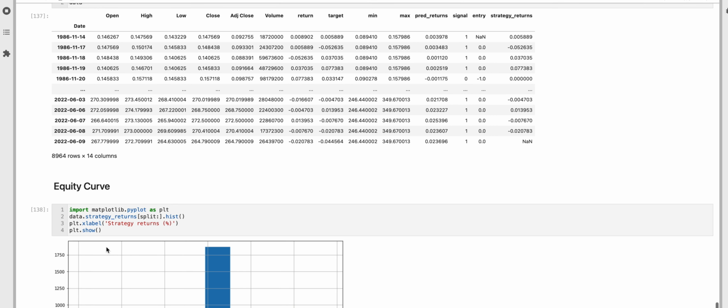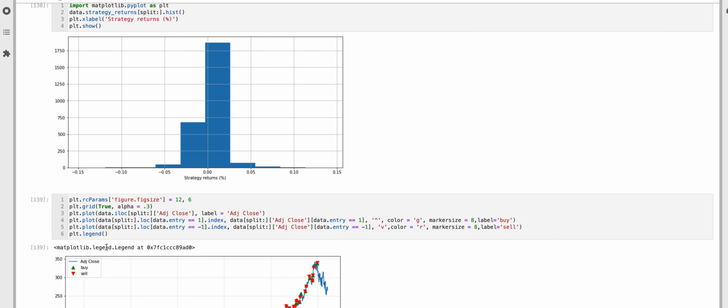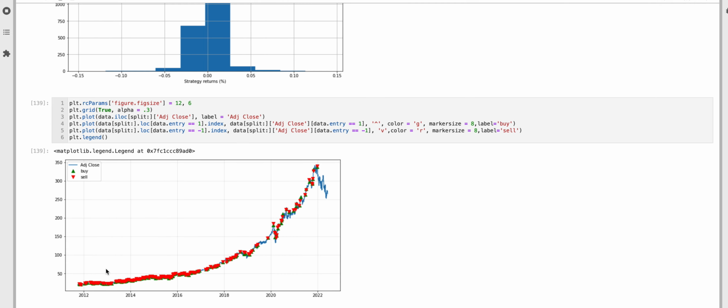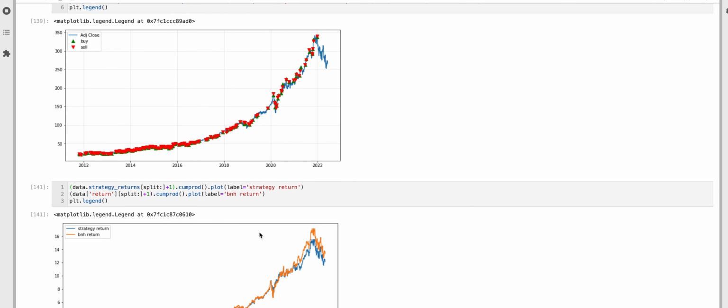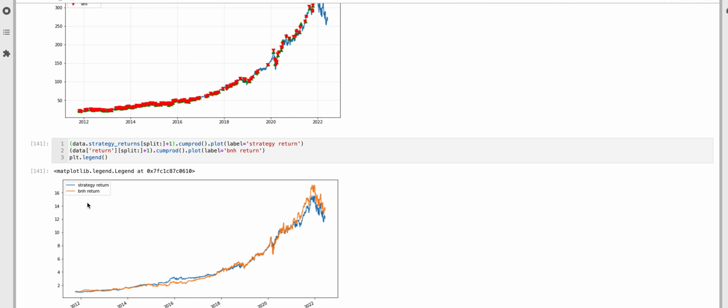Next, I look at the equity curve. I can see that there are a lot more trades now, not only on the training data, but also on the testing data. And I benchmark it to the buy and hold return. I got a pretty comparable performance, although it's still worse than the buy and hold return.